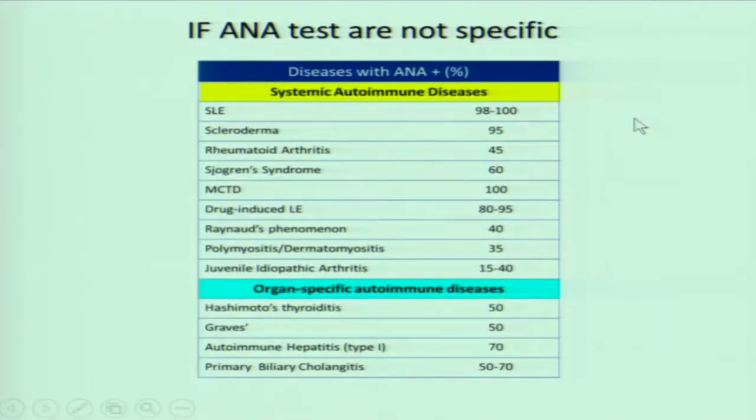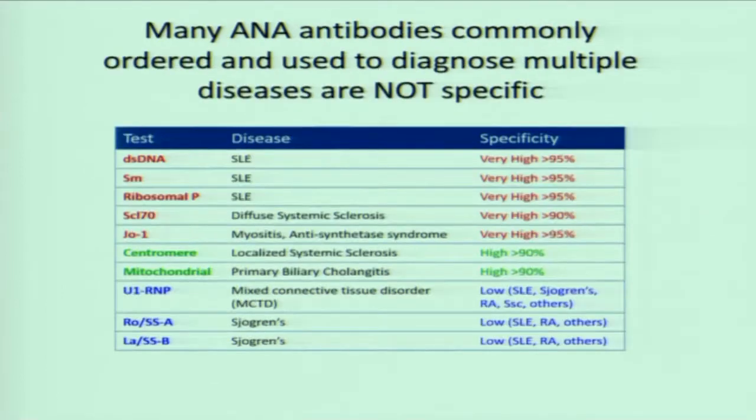Okay, now, let's review that again. ANA test by immunofluorescence is not specific. You see here that many different diseases may have it, but also many other autoimmune diseases, and as I told you, healthy controls as well in large numbers.